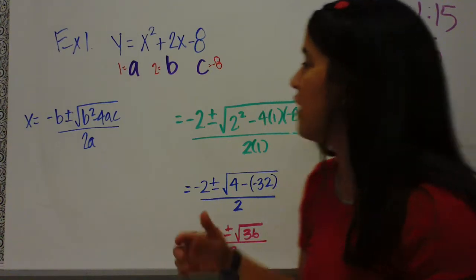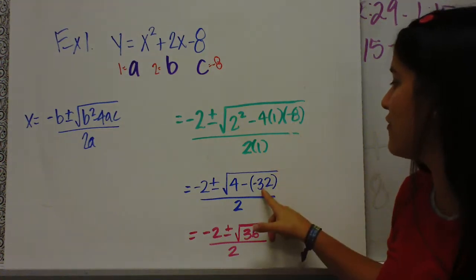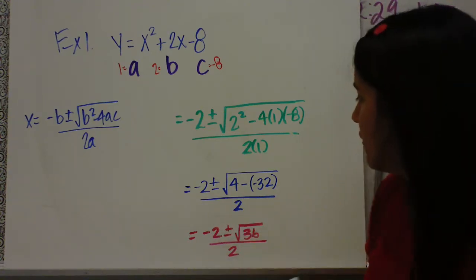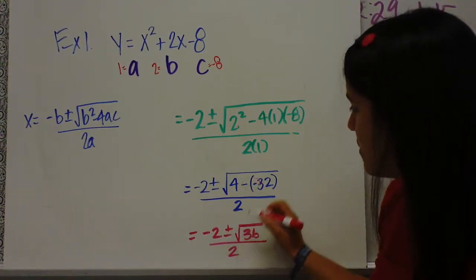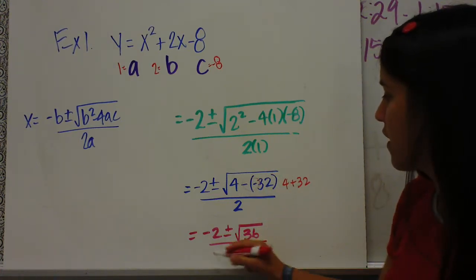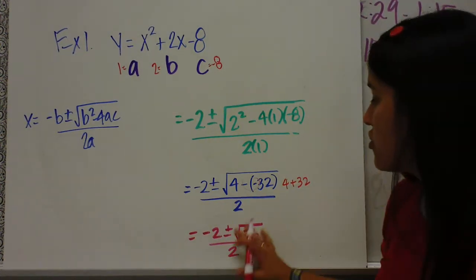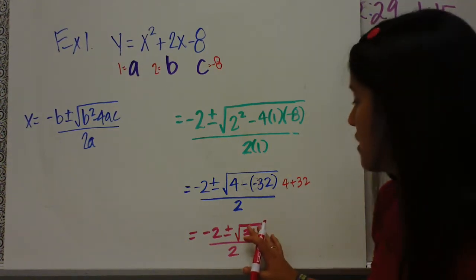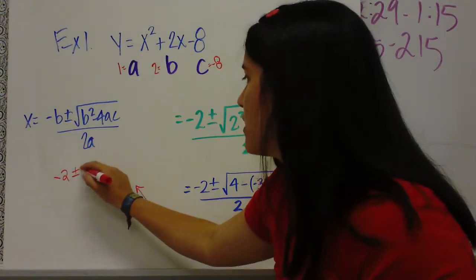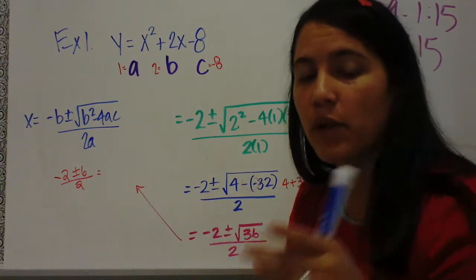Then I have simplified, and 2 squared is 4. 4 times 1 times negative 8 is negative 32. And then 2 times 1 is 2. If you see, I have two negatives right here, so I knew that was going to be plus, so 4 plus 32, and that gave me 36. The last step is I do as much simplifying as I can. So the square root of 36 is 6. So I get negative 2 plus or minus 6 over 2.